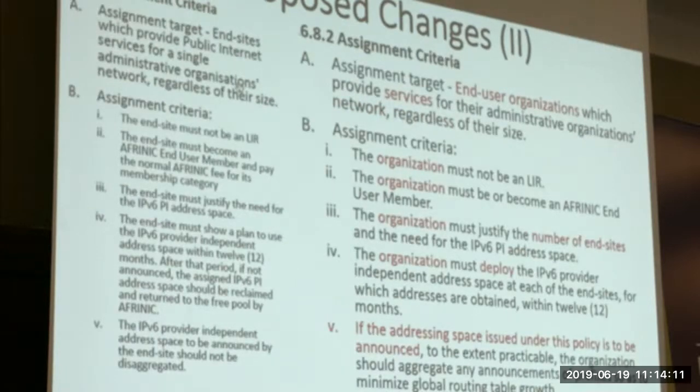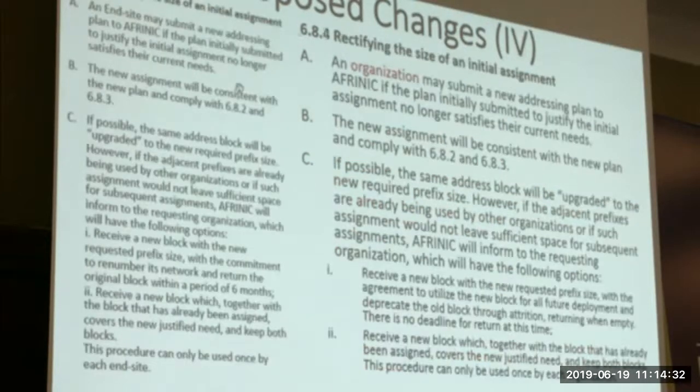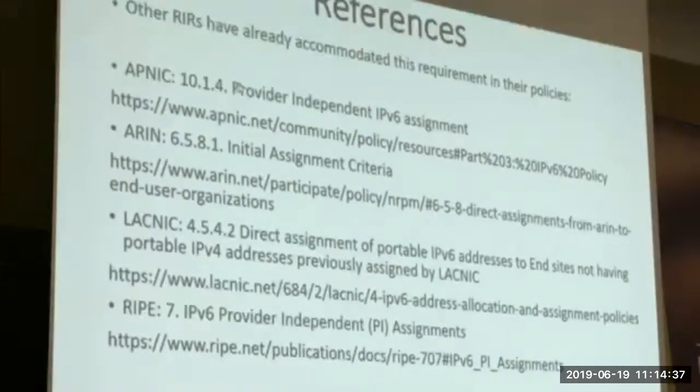Here, a few more changes, but as you can see, it's mostly about the difference between an end site and an organization that contains one or more end sites. We still require the deployment of the addresses. We just don't require the advertising of it in the global routing table. And then some other text cleanup. I don't think I need to read the slides to you. And then these are some references to similar policies in the other regions. And I believe with that, we should open the floor for discussion.